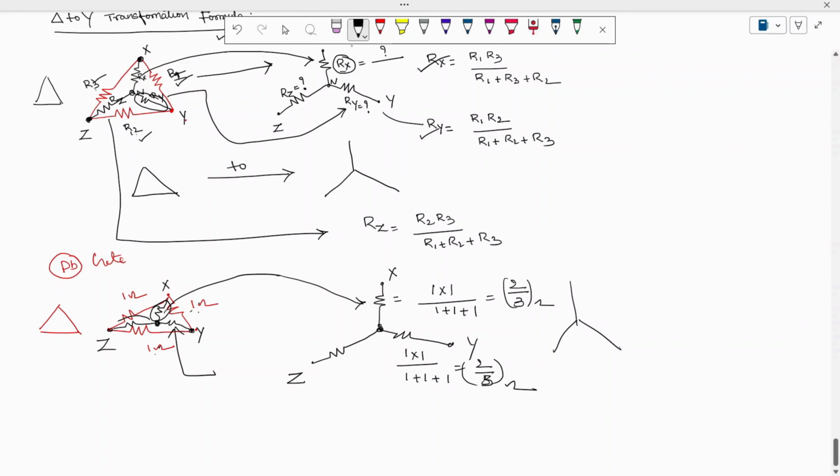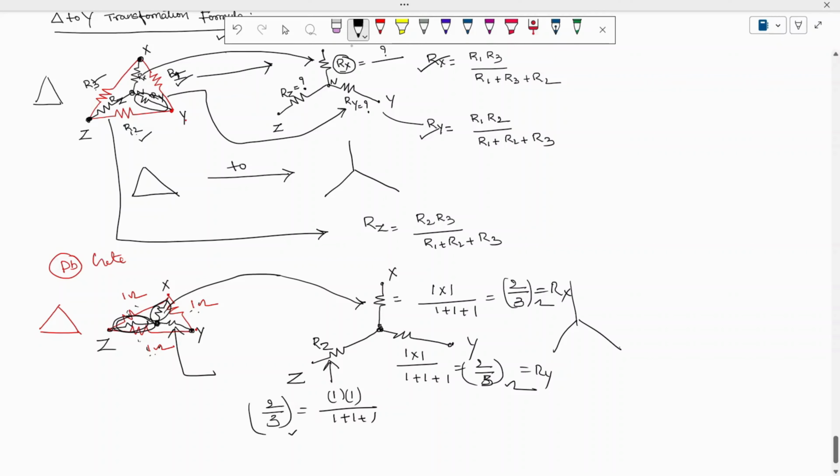Next, I want to calculate this black color resistor. You can label this as RZ, this as RX, and this as RY. So this black color resistor I need to find out. There are two resistors connected to this black one. How many reds are connected? Two reds are connected. So I can write 1 into 1 divided by 1 plus 1 plus 1, which is nothing but the RZ value, 2 by 3.